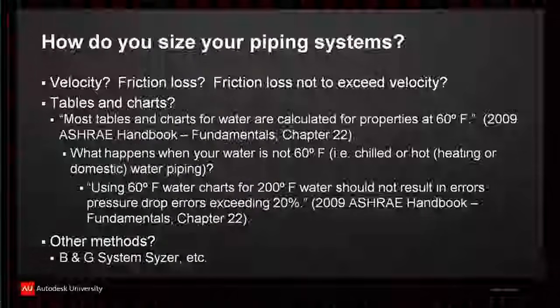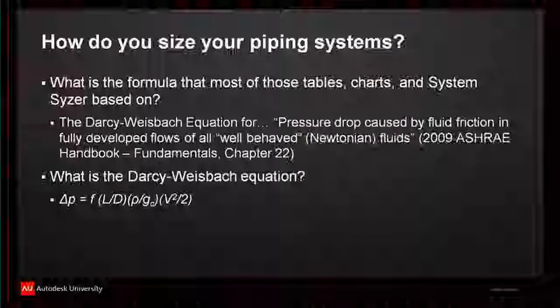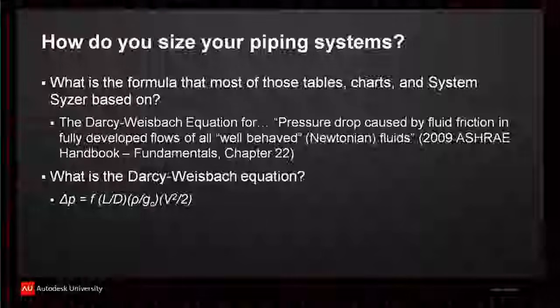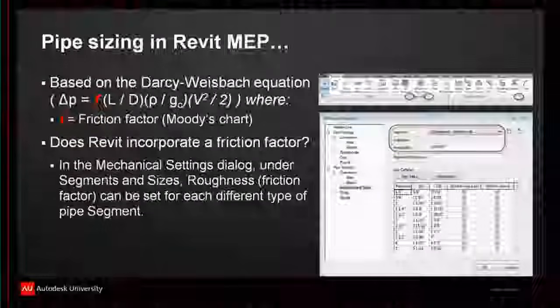And as I mentioned, there are some other tools, System Sizer and some other things. So again, what's the formula in ASHRAE based on? Well, Henry Darcy was a busy guy, so he partnered this time with Mr. Weisbach, and they came up with a formula that says that the pressure drop within a pipe can be summarized by f times L/D times rho times gc over V squared divided by 2. And we're going to start breaking that down here within Revit.